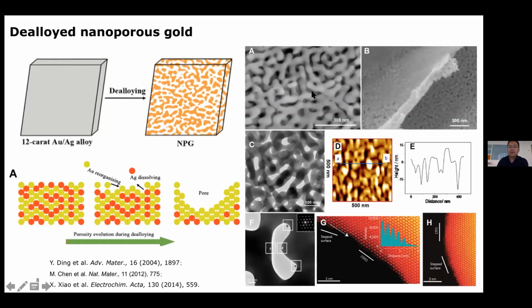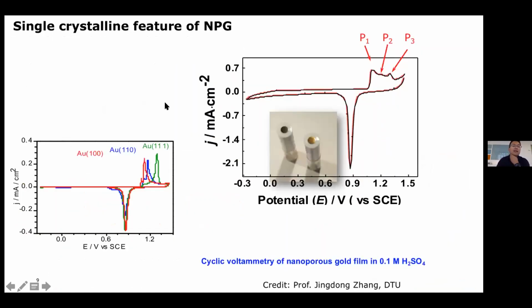As you can see from the SEM and the TEM image, the pores are randomly distributed, and they are continuous pores. Also, an interesting study here is, if you look at the high resolution STM, on the surface there are some steps, and they found some gold 100 and gold 111 surface. It means on the pores, there's some single crystal surface. This is confirmed by the electrochemistry study.